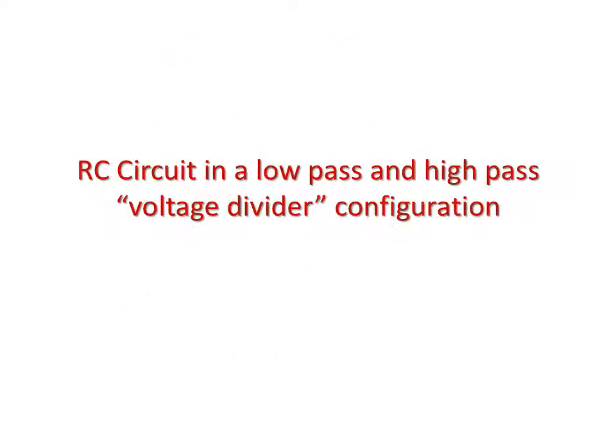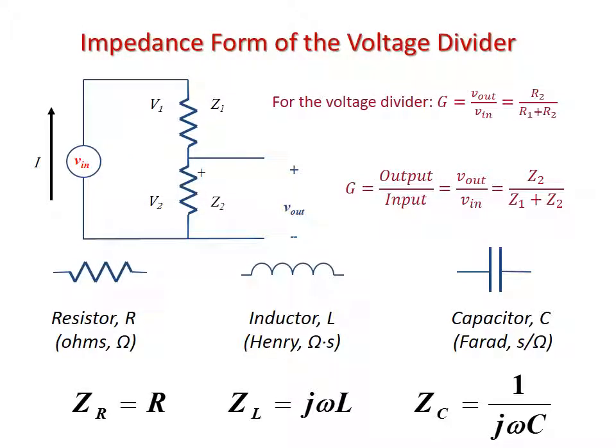So an RC circuit can be a low pass and a high pass filter, and here we're going to look at it in a voltage divider configuration because we did a lot with voltage dividers in chapter 3. So in this, we have an impedance form of the voltage divider. Right here we have a basic slide that we looked at previously in chapter 3. We have a voltage source and we have two resistors next to it. And instead of measuring the resistors by R, we're going to measure them by impedance Z.